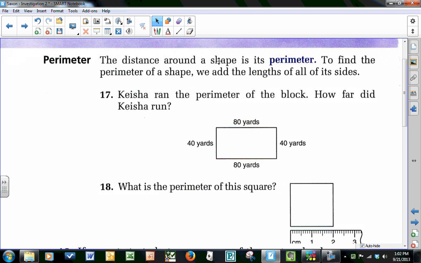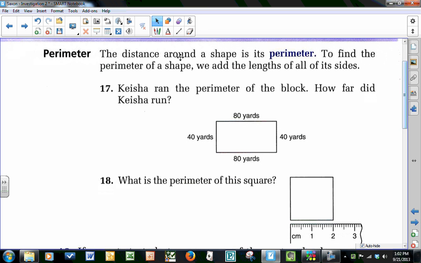The distance around a shape is called its perimeter. To find the perimeter of a shape, we add the lengths of all of its sides. So let's do some practice problems, and sometimes just practicing it will help us learn how to do it. Keisha ran the perimeter of the block. How far did Keisha run?